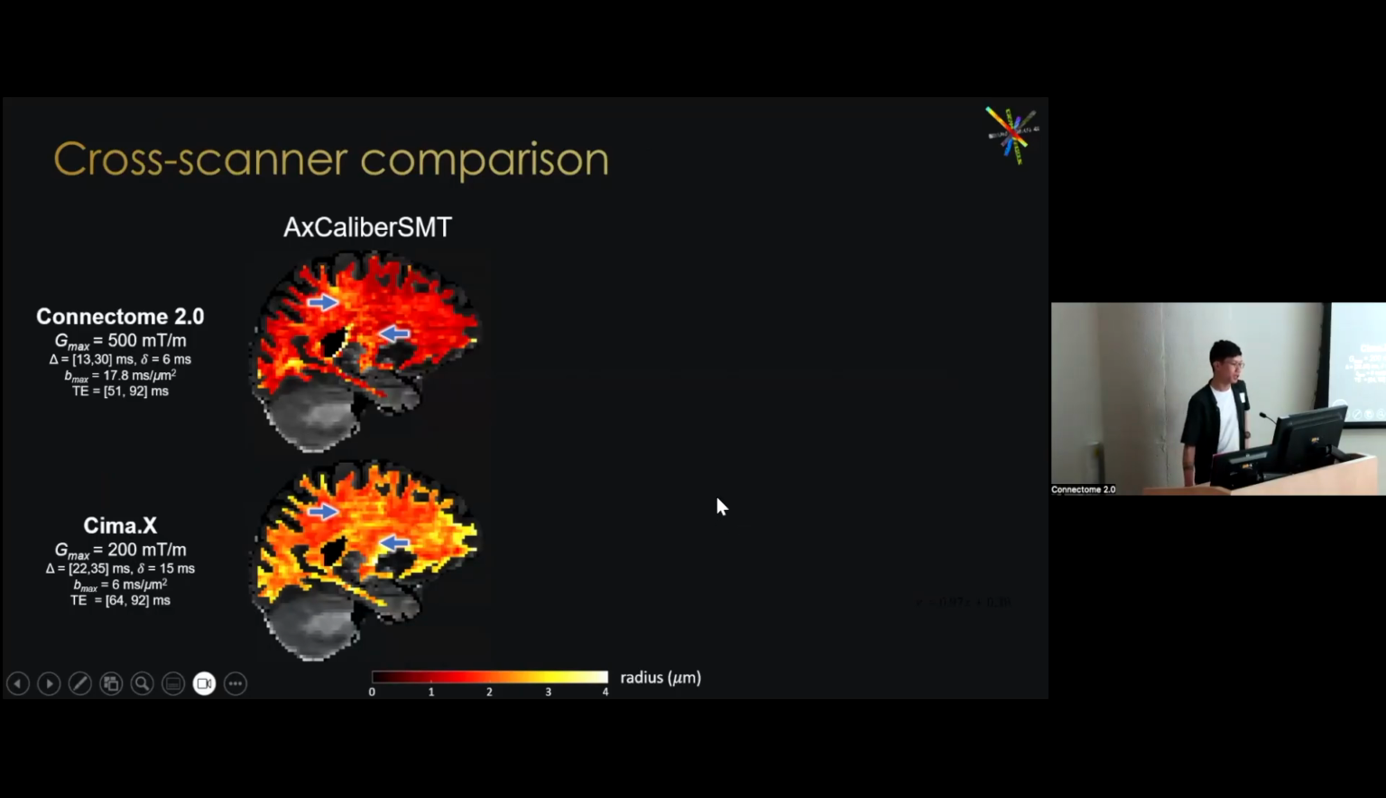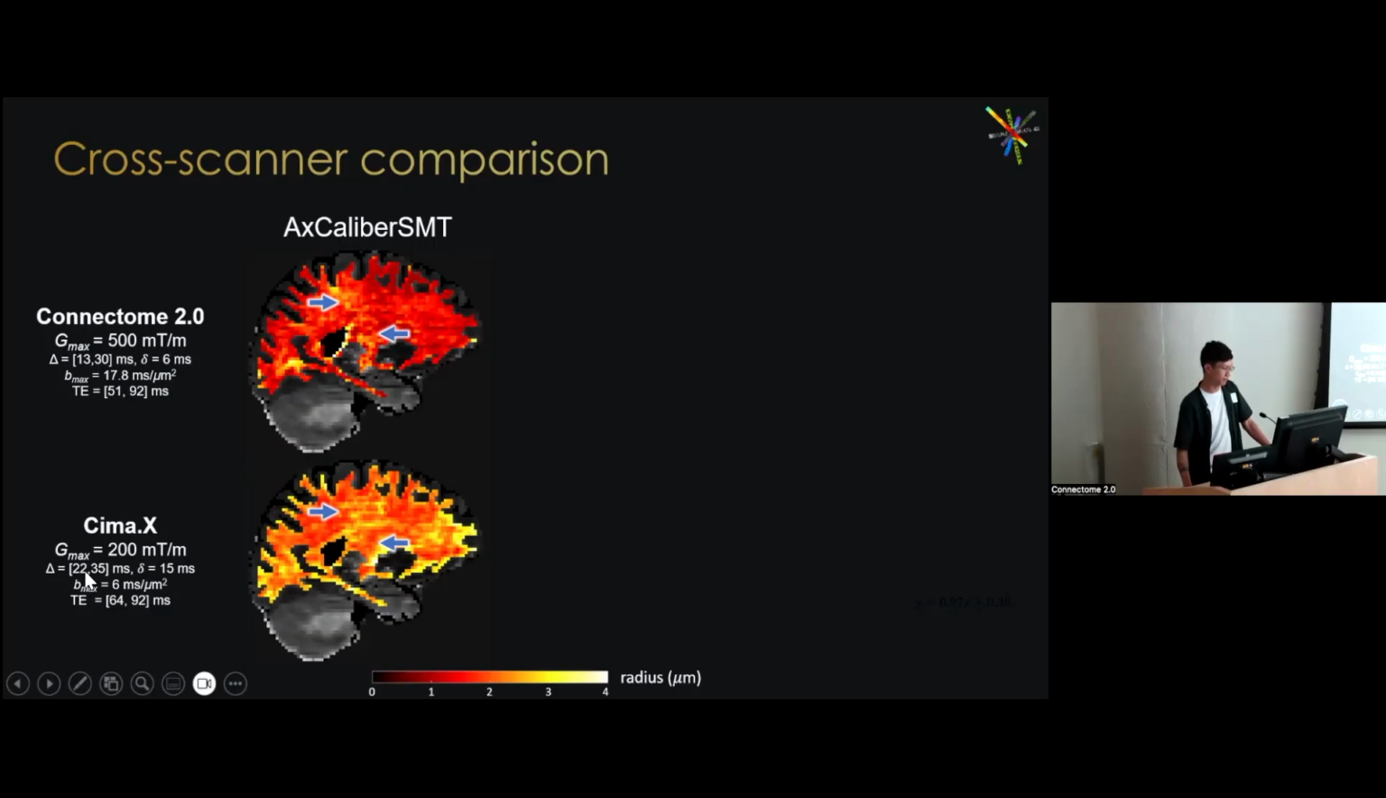So while the Connectome 2 data show very promising results, what we are also interested in is whether we can translate these methods to other scanners that are more accessible. For example, the Sigma X, which is commercially available, but whose gradient performance is not as strong as the Connectome 2. Therefore, we try to acquire the multi-echo diffusion data on the Sigma X on the same subjects. But to be able to do that, we have to update our acquisition parameters.